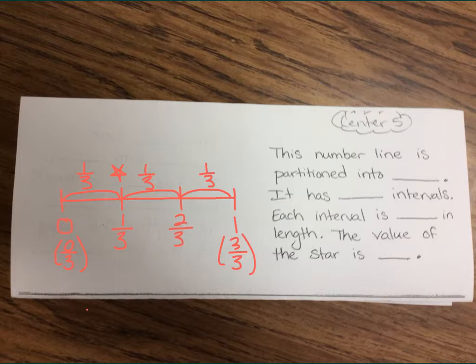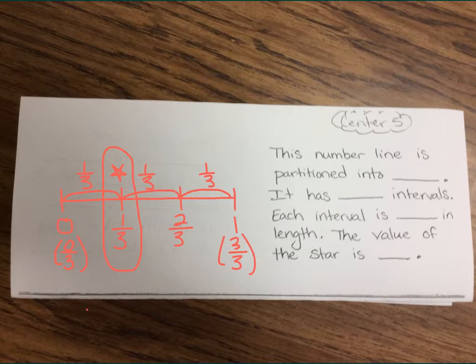My last step is to identify what the star represents. We can see here that the star shares the same tick mark as 1/3, so the value of the star is 1/3. Now that I've drawn my number line, I've shown all my great thinking and work on the page, I can go over to the sentence frames.